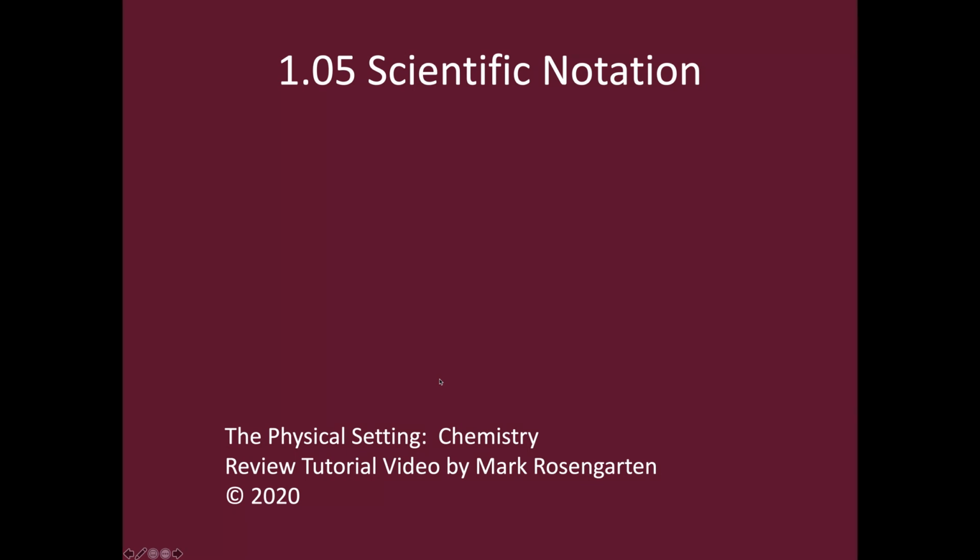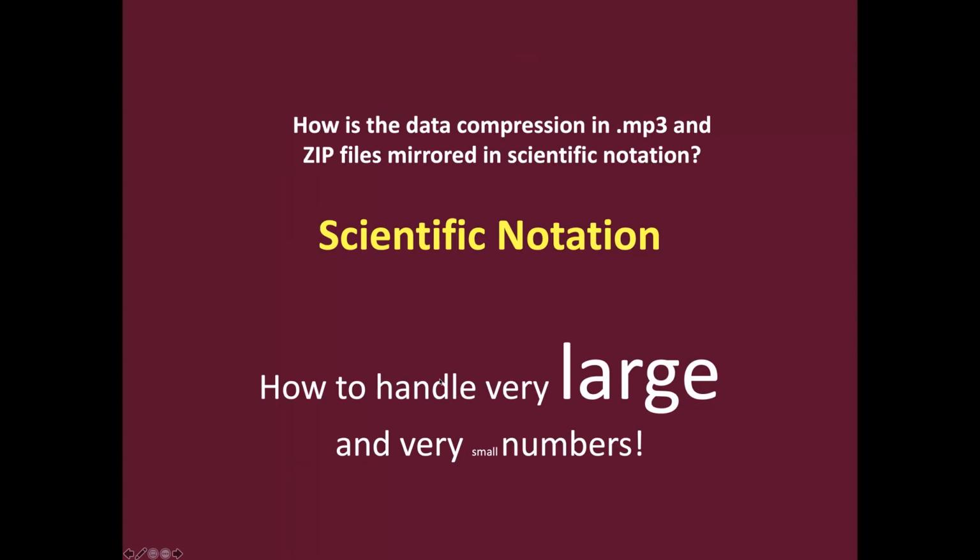Anyway, today's topic: 1.05 scientific notation. This is all about taking very large numbers and very small numbers and compressing them down so that they will fit more easily into your calculator. And it also makes a really quick way of looking at the numbers and comparing them. Shall we begin? Let's do.